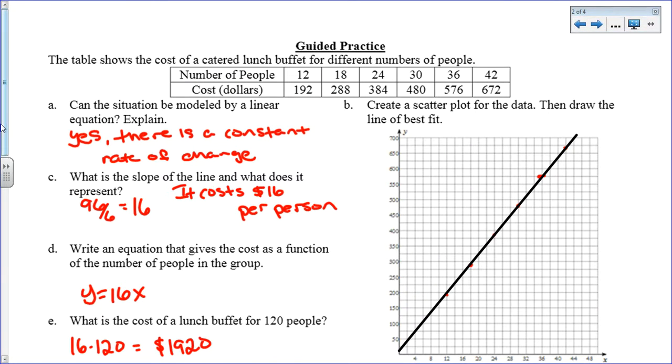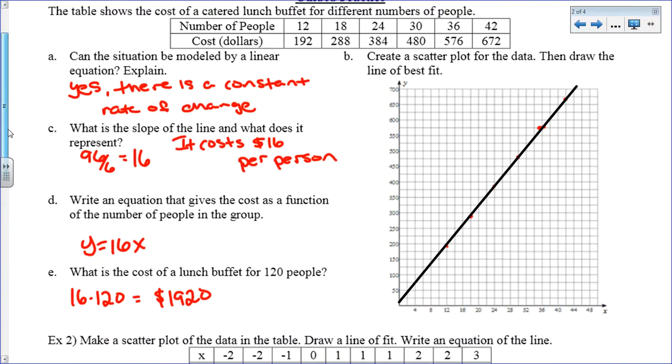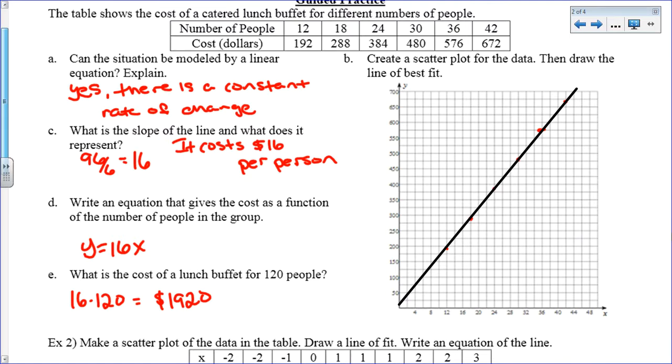Okay, go ahead and take a second and check your answers for that guided practice problem. You can see the line at the right. There's a constant rate of change. The slope is 16, so it's $16 per person. This time our equation is y equals 16x, and it's going to cost $1,920 for 120 people. Okay, so if you have any questions or want to take some time to check this, go ahead and pause. When you're ready, hit play and move on to the next problem.